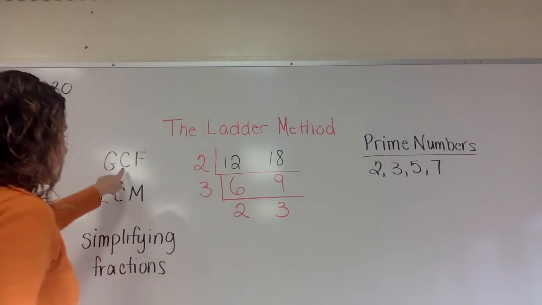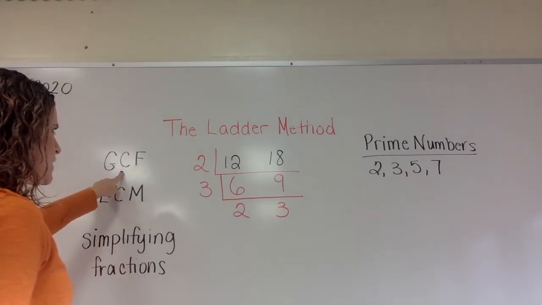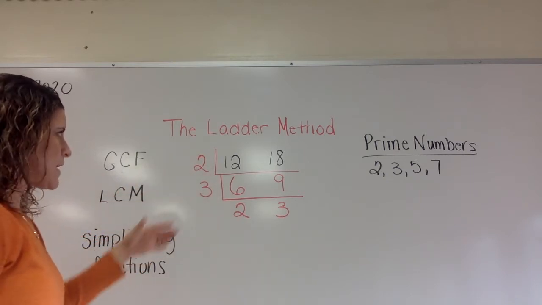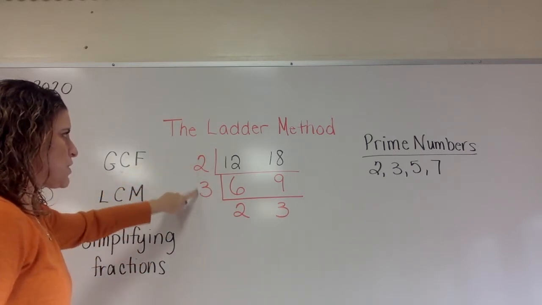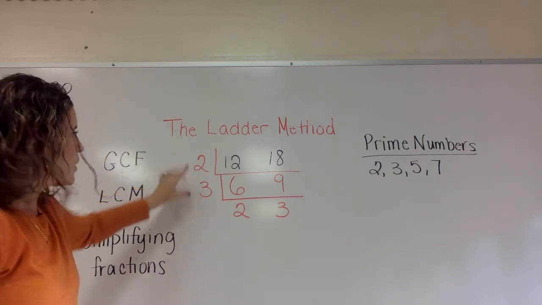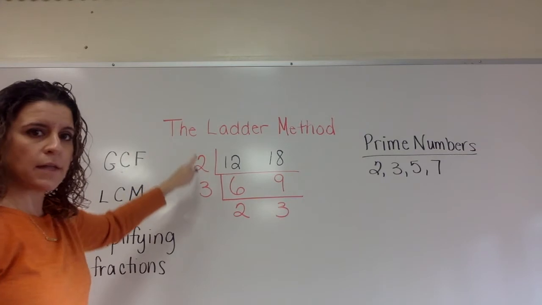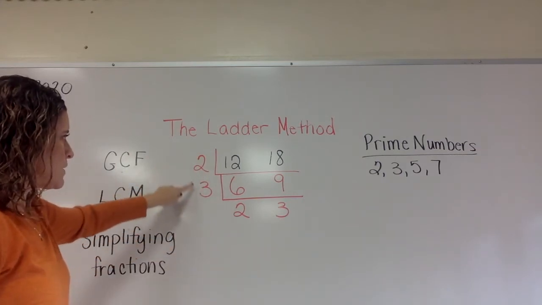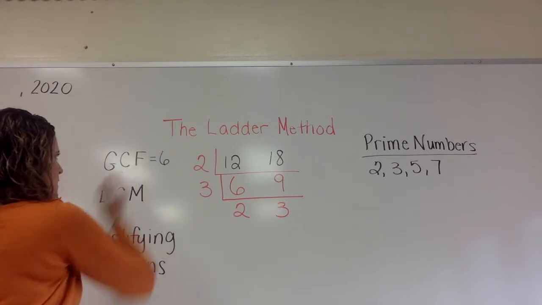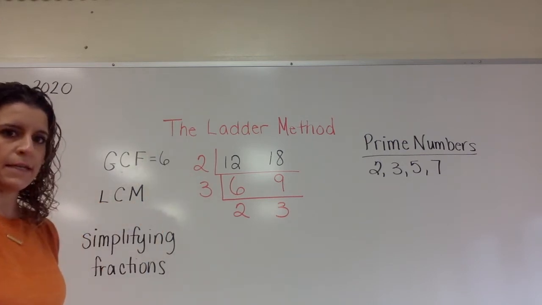If I'm looking for the GCF, remember the GCF is either the one digit on this side, or in this case, because there are 2 digits here, 2 and 3, I'm going to multiply these two numbers together. So it's always going to be the numbers on the left. So 2 times 3 is 6. That is my GCF for 12 and 18.